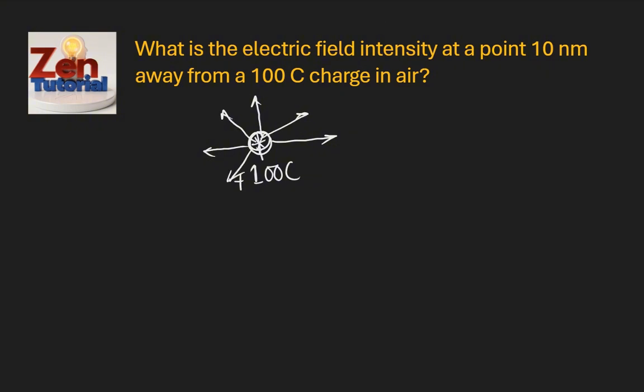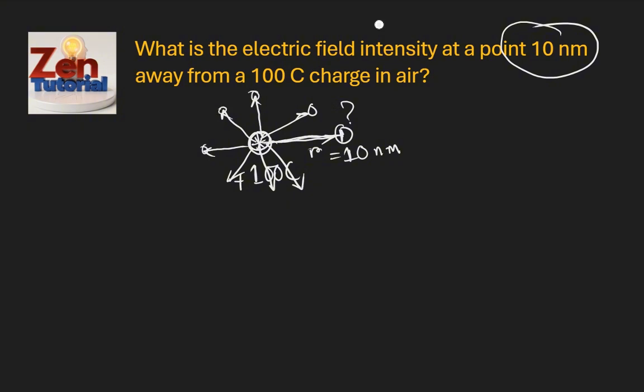Around the charge. So the question asks for the point 10 nanometer away from this 100 coulomb. Let's say this is the distance r, which is 10 nanometer. So how much electric field intensity will be available at this point, or at this point, if it is 10 nanometer away, and so on.